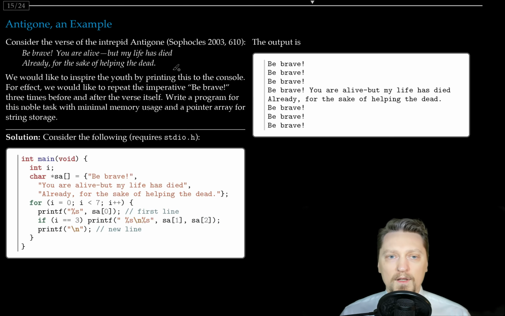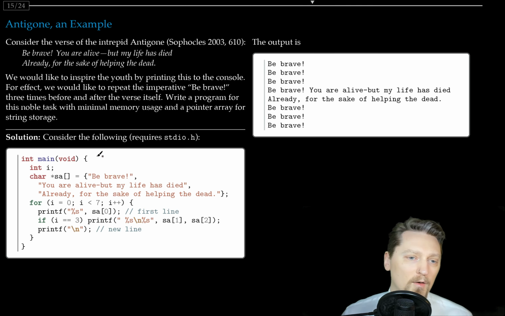Consider the verse of the intrepid Antigone. Be brave, you are alive, but my life has died already for the sake of helping the dead. We would like to inspire the youth by printing this to the console. For effect, we would like to repeat the imperative, be brave, 3 times, before and after the verse itself. Write a program for this noble task with minimal memory usage and a pointer array for string storage.